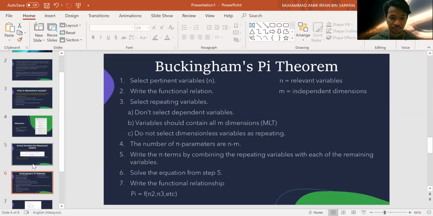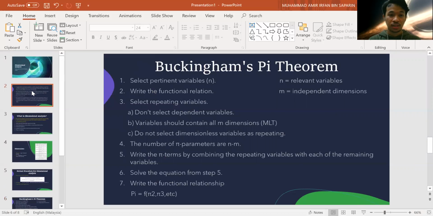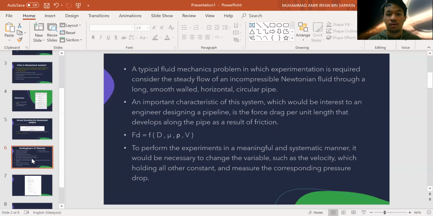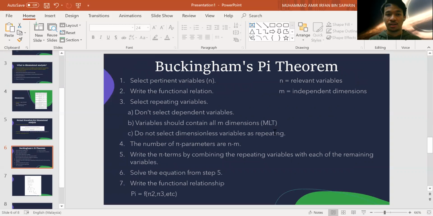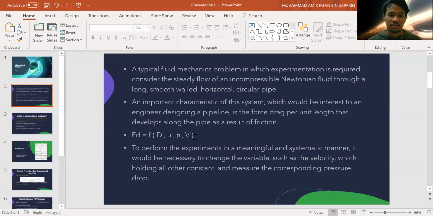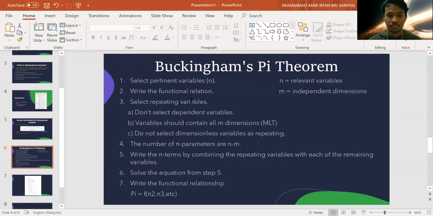So the first step is select pertinent variables. In this equation, we have 5 variables, which are drag force, diameter, viscosity, density, and also velocity. So n equals 5. The second step is write the functional relation.